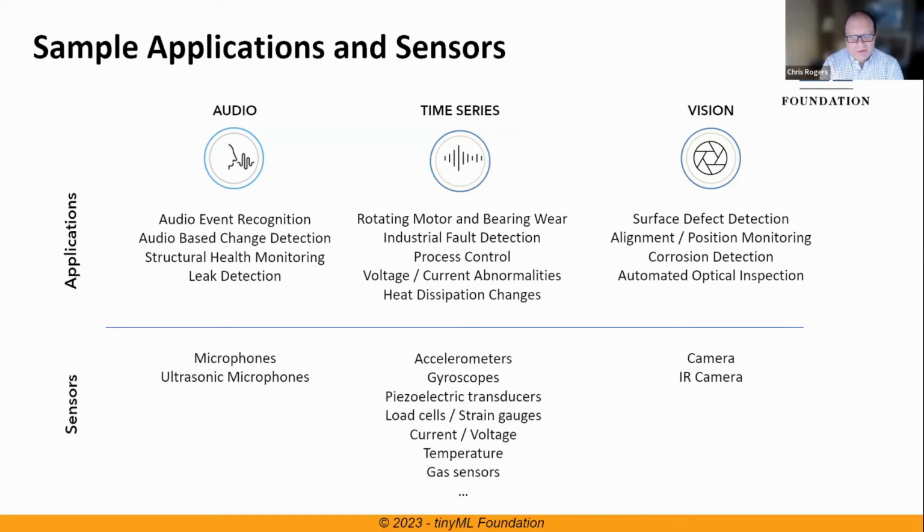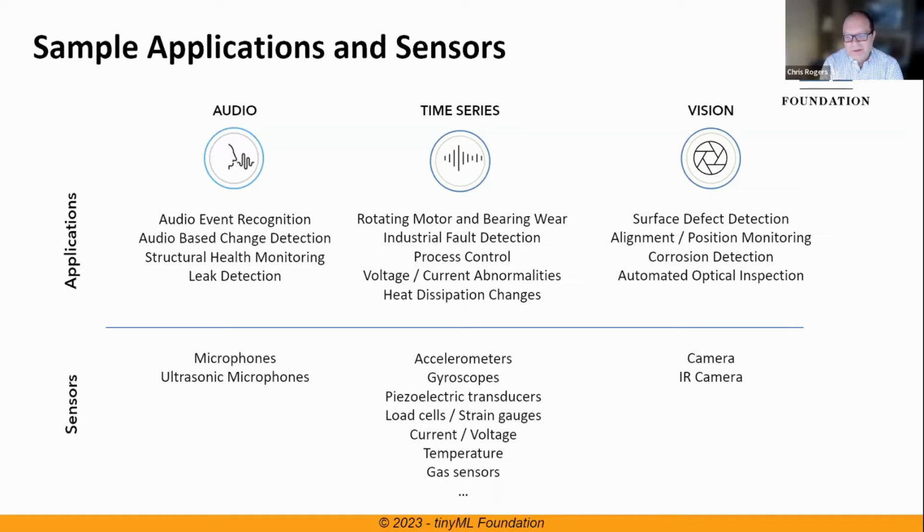Time series sensors. So this is basically anything that would generate a time series waveform. So think accelerometers, gyros, load cells, strain gauges, anything that can be correlated to a predictor of fault or failure that we would wish to monitor.